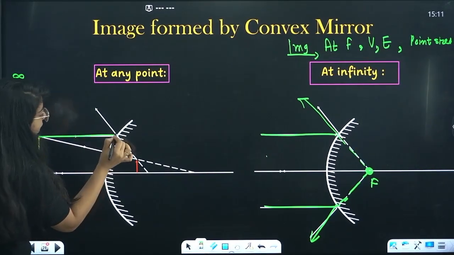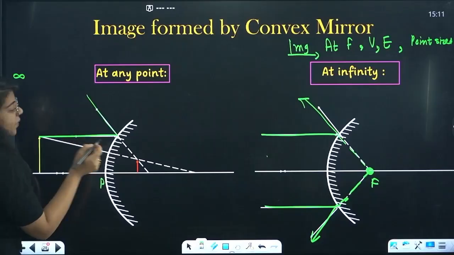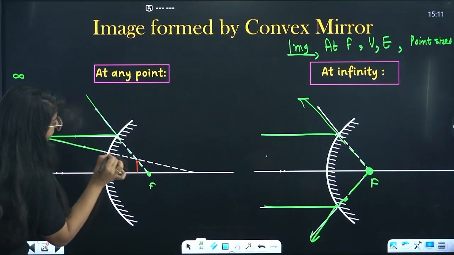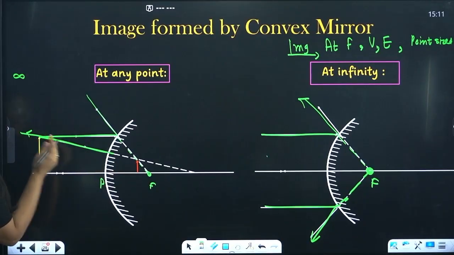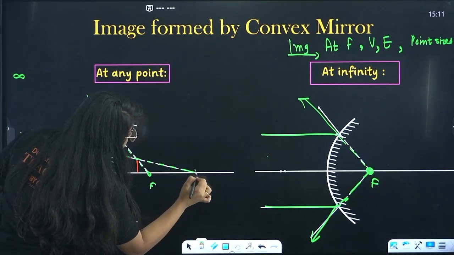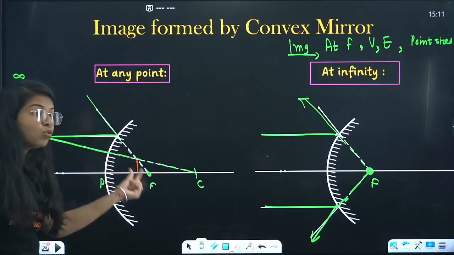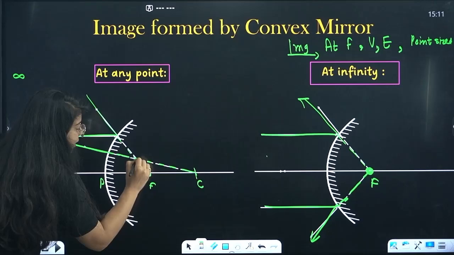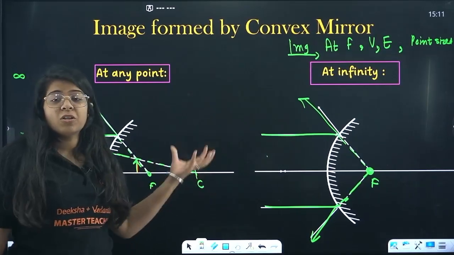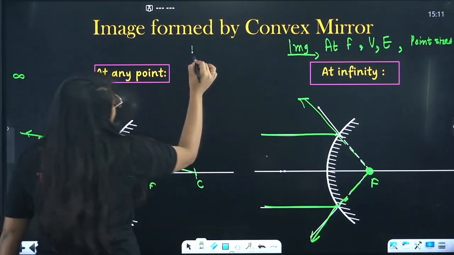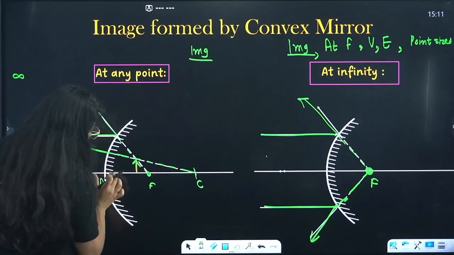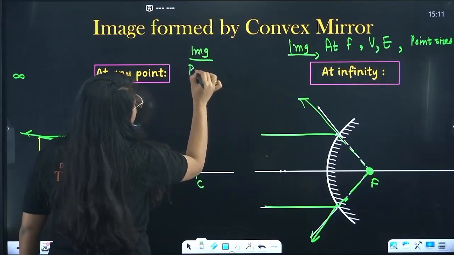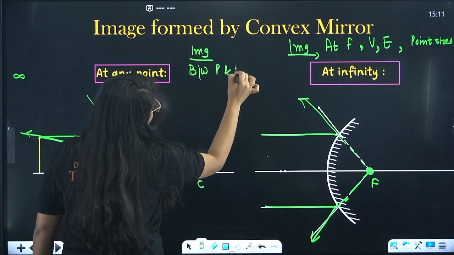A ray will come parallel. It will reflect away from the mirror. If we extend it backwards, we see it is coming from the focus. A ray is going and it is getting reflected back. If we extend it backwards, we see it is passing through the center of curvature. Where these two virtual rays meet, the image will be formed. This is the image formation by a convex mirror. And in this case, your image will be formed between the pole and the focus.